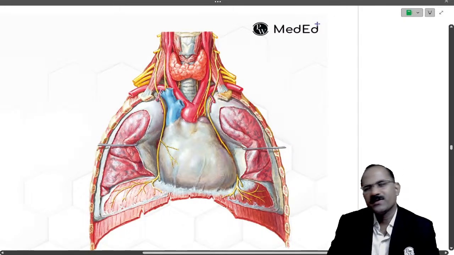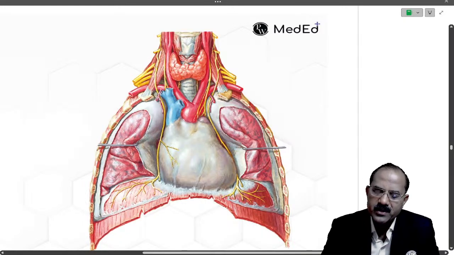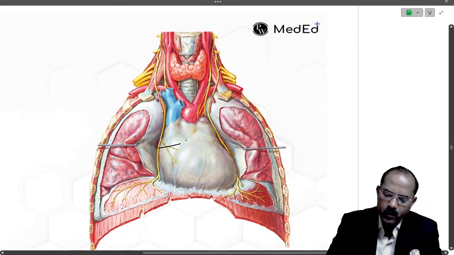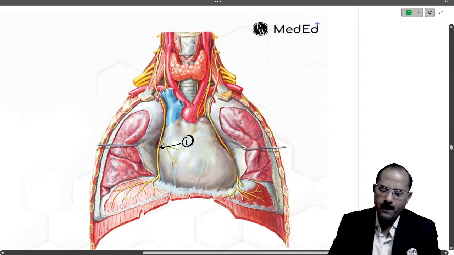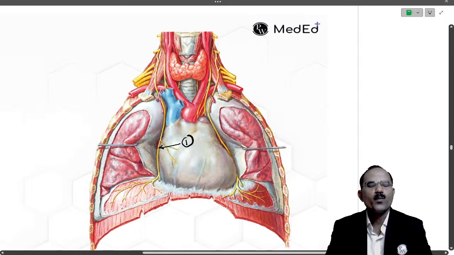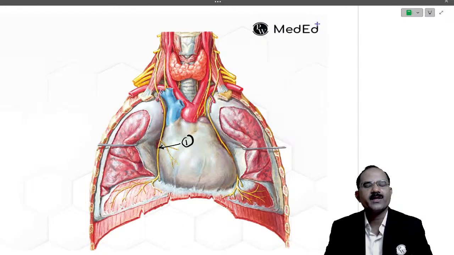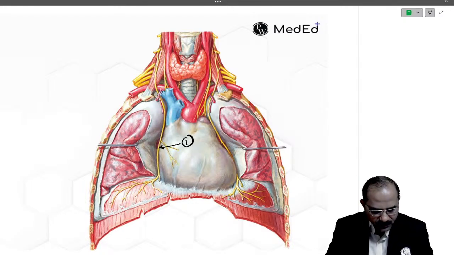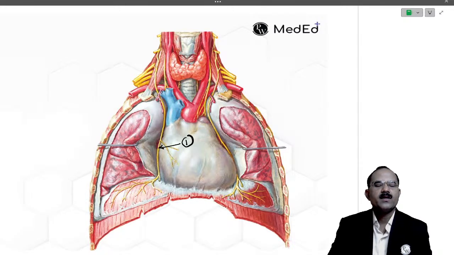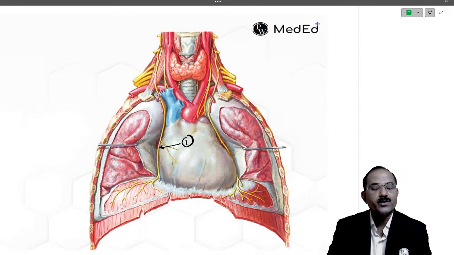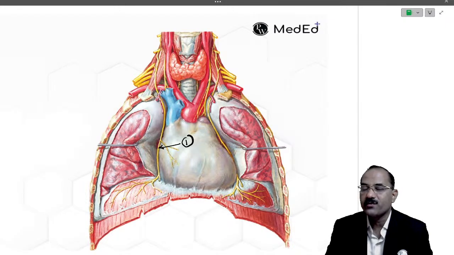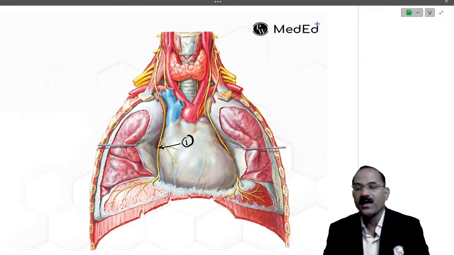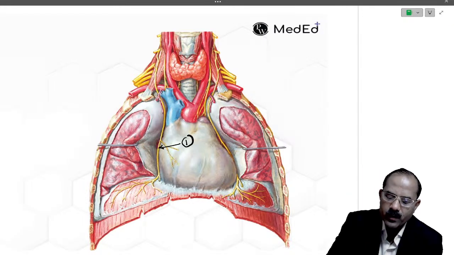Come on, some rapid fire visuals for you. Who's this number one? Very good. You should know this. Yes, that's the phrenic nerve. Very good. The nerve which goes in front of the hilum is the phrenic nerve, and the nerve which goes behind the hilum is the vagus nerve.